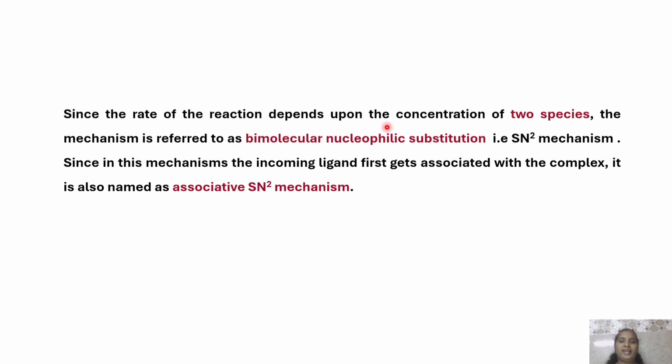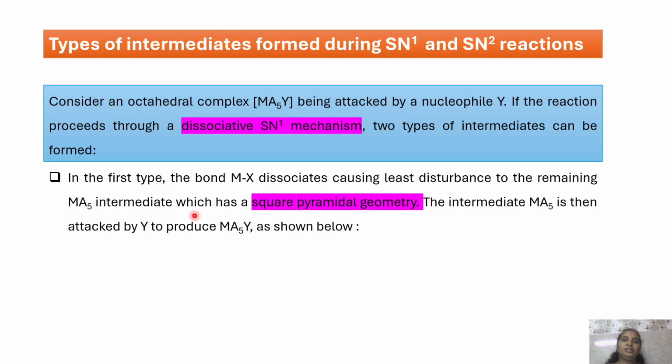As the rate of the reaction depends, we said, on the concentration of the two species, it is a bimolecular nucleophilic substitution, or SN2 mechanism. Since in this mechanism the incoming ligand first gets associated with the complex, it forms the associative SN2 mechanism. In these two cases, SN1 and SN2 reactions, there are types of intermediates.